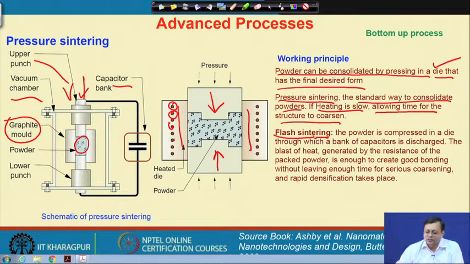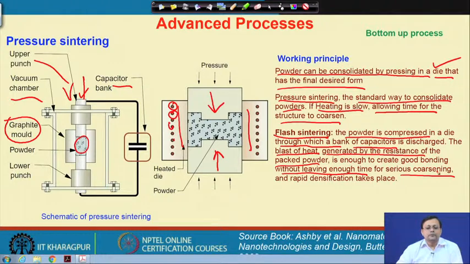However, there is also another additional technique, we call it the flash sintering process. During this process the powder is compressed in a die through which a bank of capacitors is discharged, and a blast of heat is given in a flash. It generates a resistance in this packed powder that is good enough to create good bonding without leaving enough time for serious coarsening.